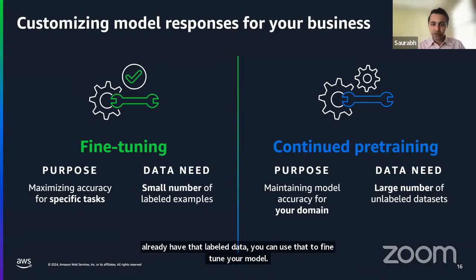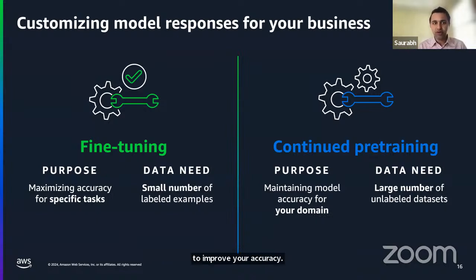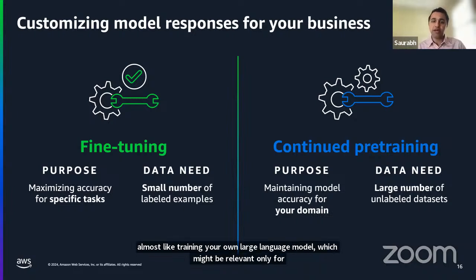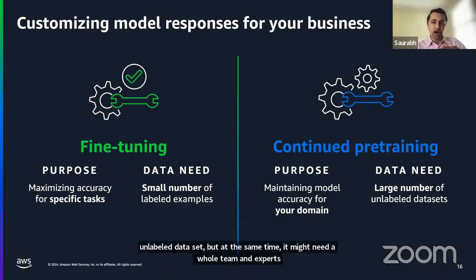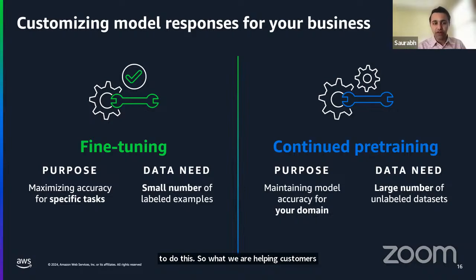With continued pre-training, you need a lot of data. It's almost like training your own large language model, which might be relevant only for a specific data set. But again, you can work with a labeled data set, but at the same time, it might need a whole team and experts to do this. So what we are helping customers with is how you can easily do the fine tuning part, which is not a very heavy lift, right? How can you do that?